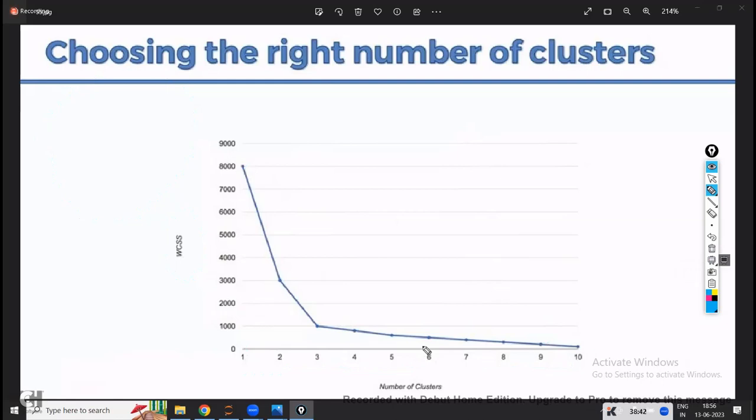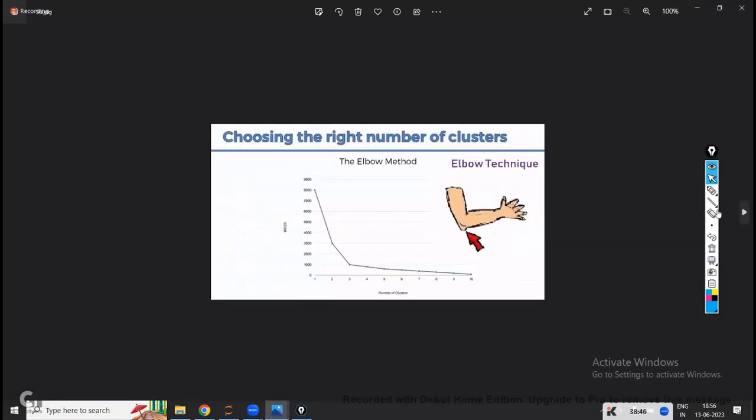Now, how do we identify the optimum number of clusters, miss? The elbow technique. Here you can observe there is almost a flat line from the starting point where you can apply the flat line. That point is called the optimum number of clusters. This is the optimum number of clusters in this example.